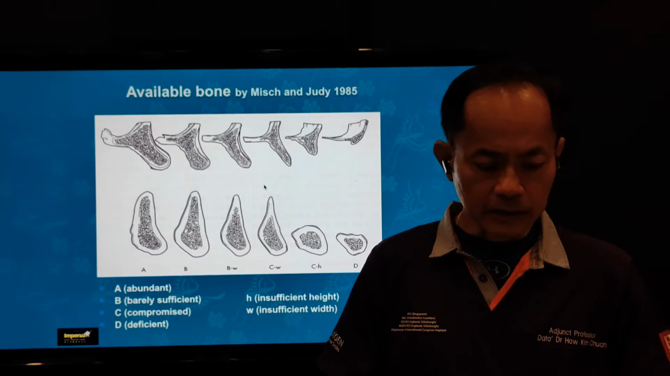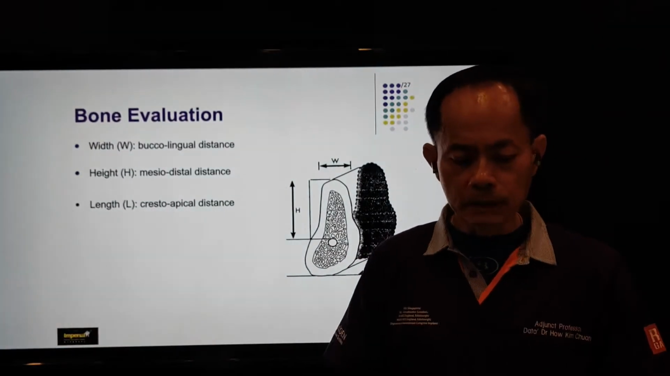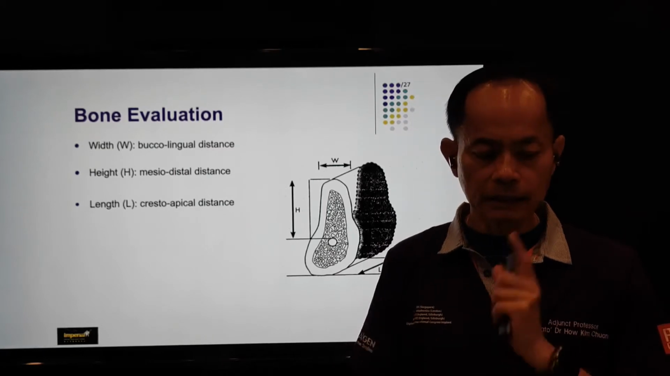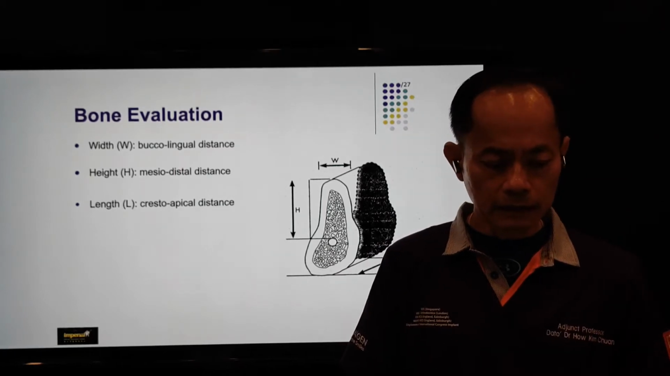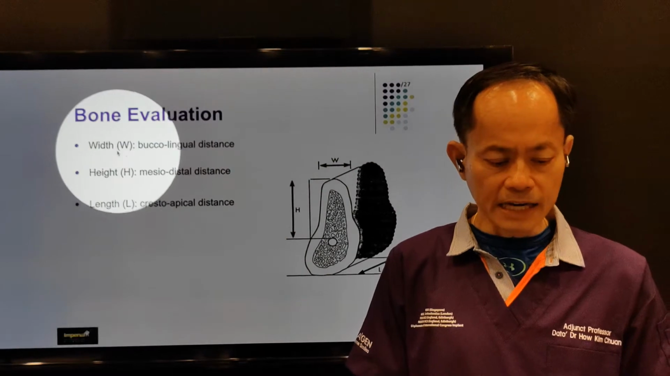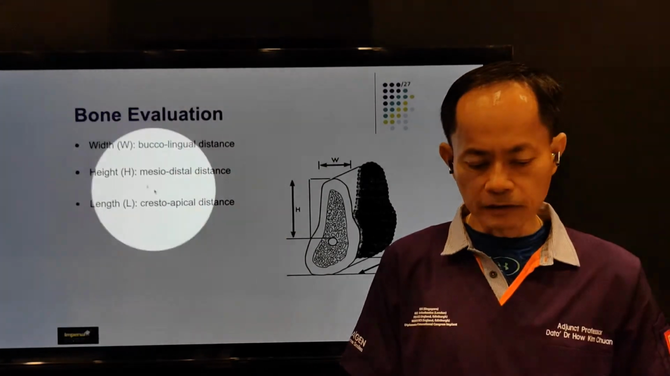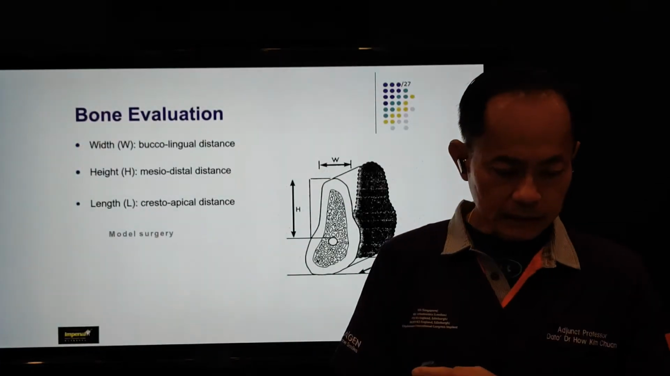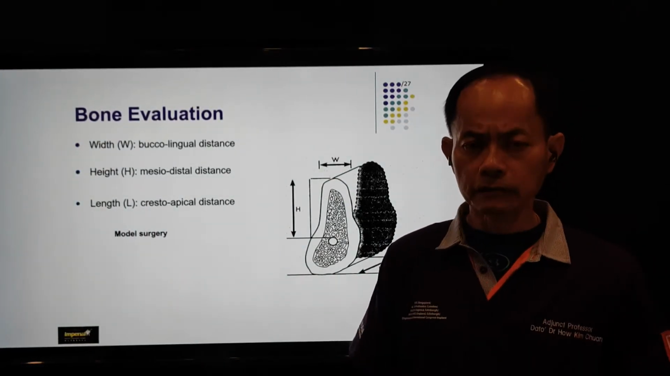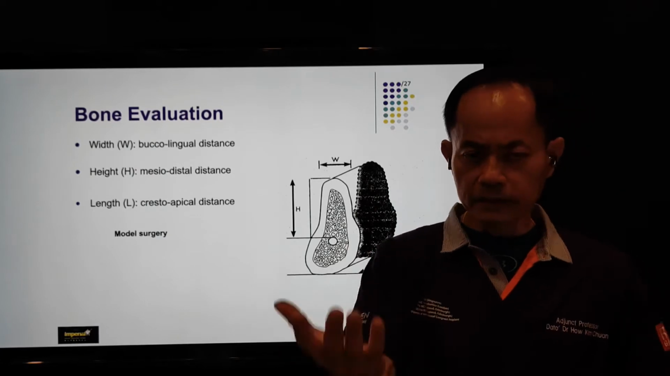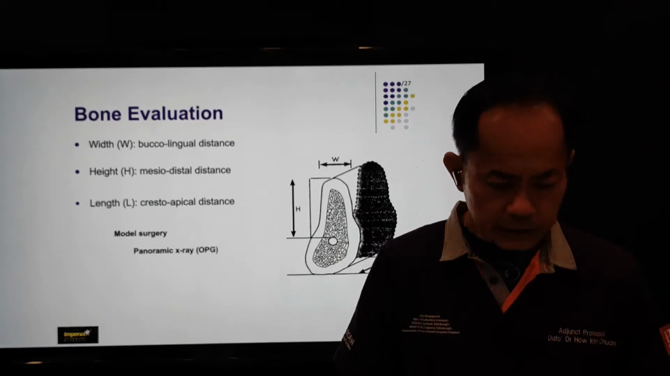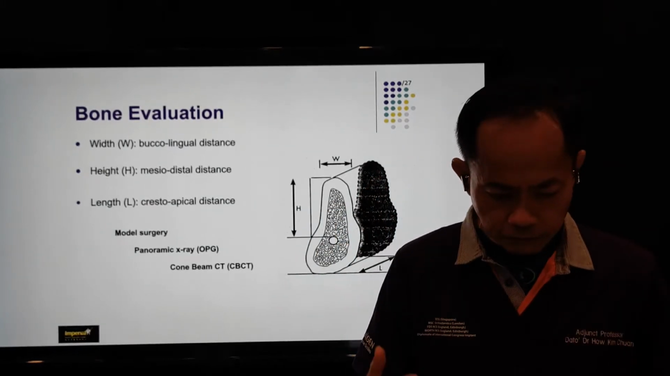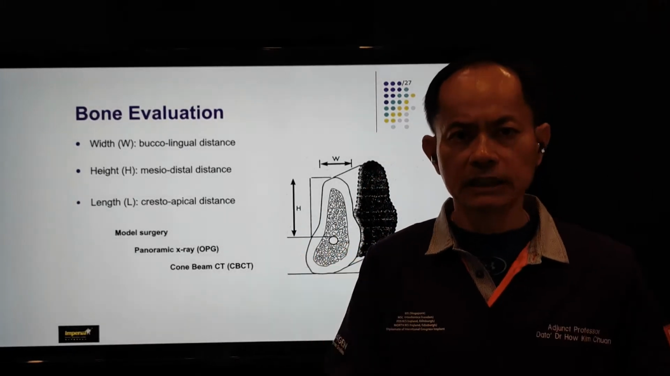Now, if we look into a bone evaluation process, usually we have to look into it in 3D: the width, the height, as well as the length. Of course, we need to measure where the nerve is. We can do it using a model surgery, which means we take a stone model, or by a 2D X-ray, or with a cone beam 3D CT scan.